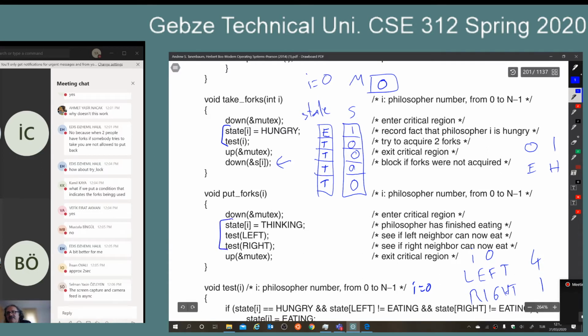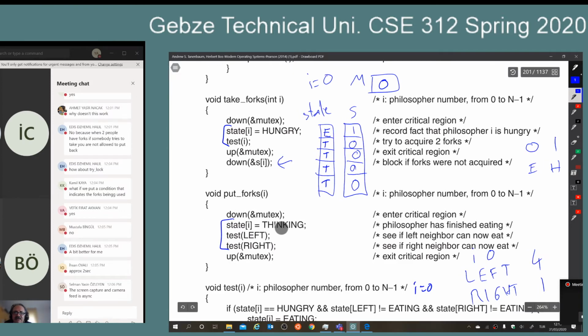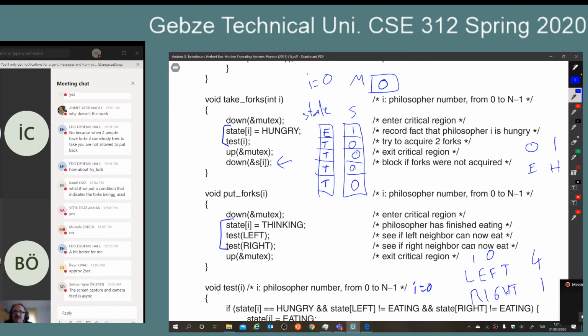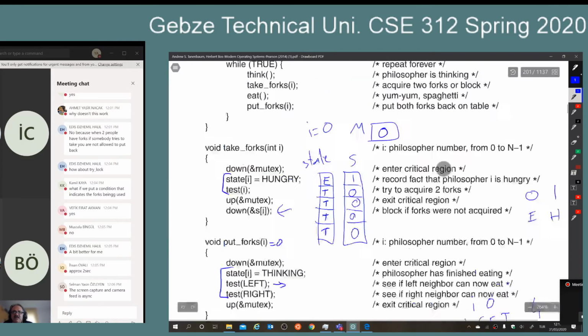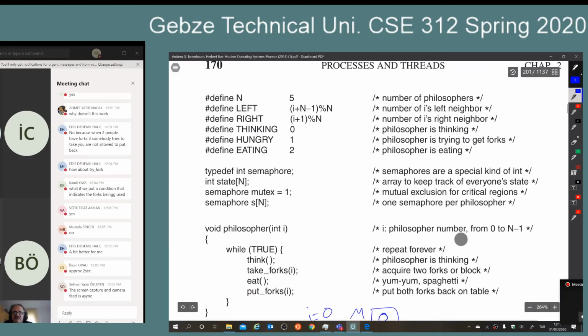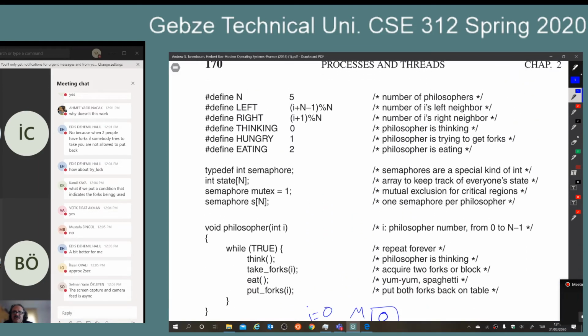So I might be blocked here if the mutex is not available. If the mutex is available, I will say that I am not eating anymore. I am thinking, and I am calling this test function with my left and right. Okay, if i is 0, I will call my left. If i is 0, what is left? Left is i + 1 + 5.